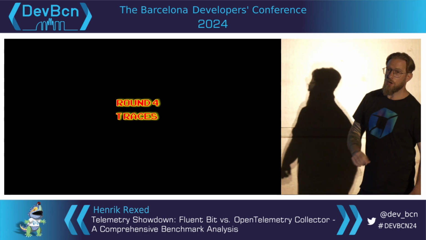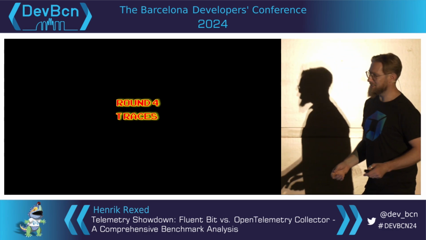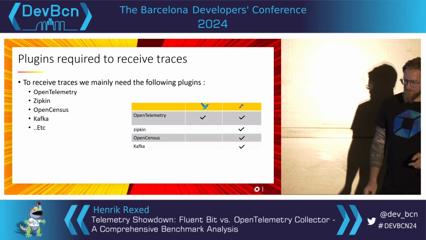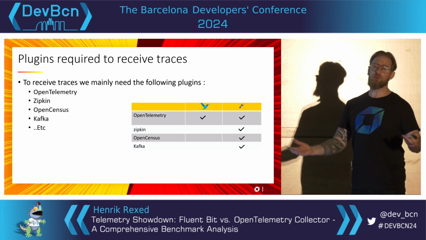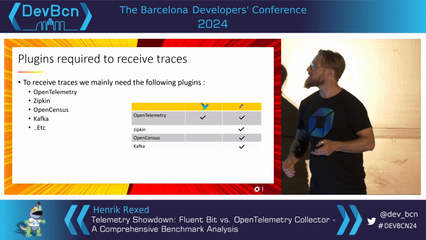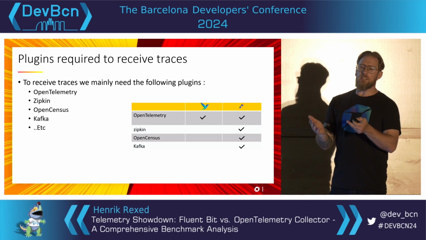So, next round, round 4. Come on. What do we need as a plugin? Of course, we need to receive traces. The open standard is OpenTelemetry.